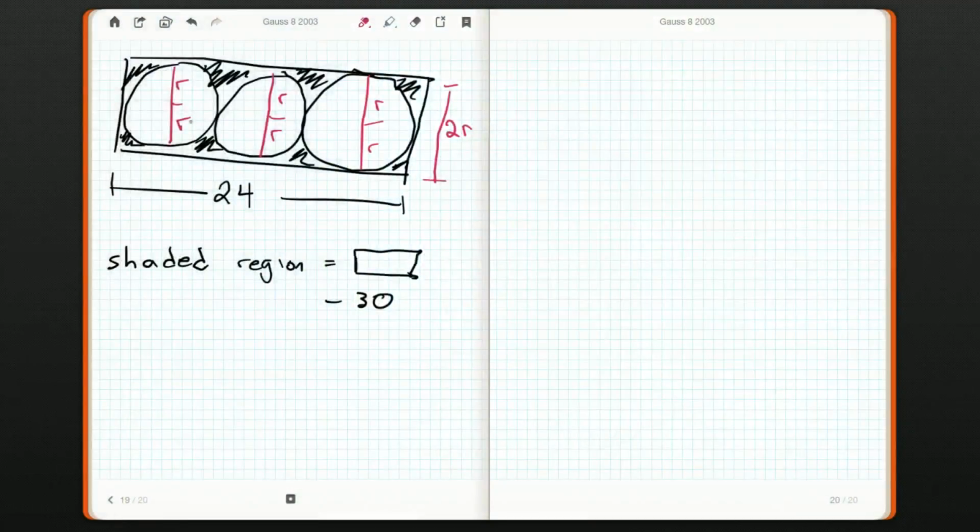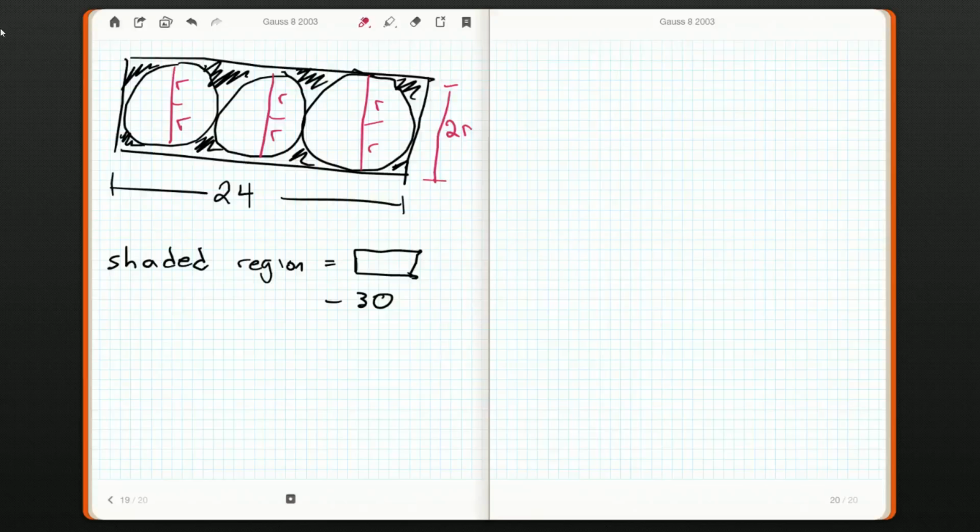Okay. So I know that once I figure out r, I'll be able to work out the area of the rectangle, because it's going to be 24 times 2r, and I'll be able to figure out the area of each of these circles, which I now realize are in fact identical. So it'll be 24 times 2, so it'll be 48r minus 3 pi r squared.